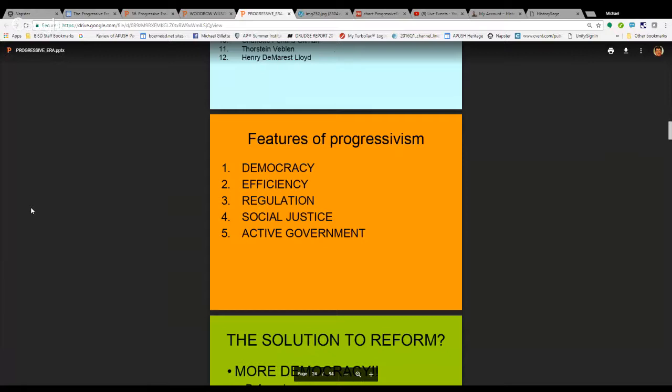And then look at the 5 features of progressivism. I can tell you that the 5 features of progressivism will be on the exam. For each of the 5 features, you are going to need to be able to explain what these mean. We're talking about democracy, more democracy. What does that look like? What does that mean? Why was one of the cornerstones of progressivism the need for more democracy? Government efficiency, regulation of giant corporations, social justice, and active government. Those are the 5 features.